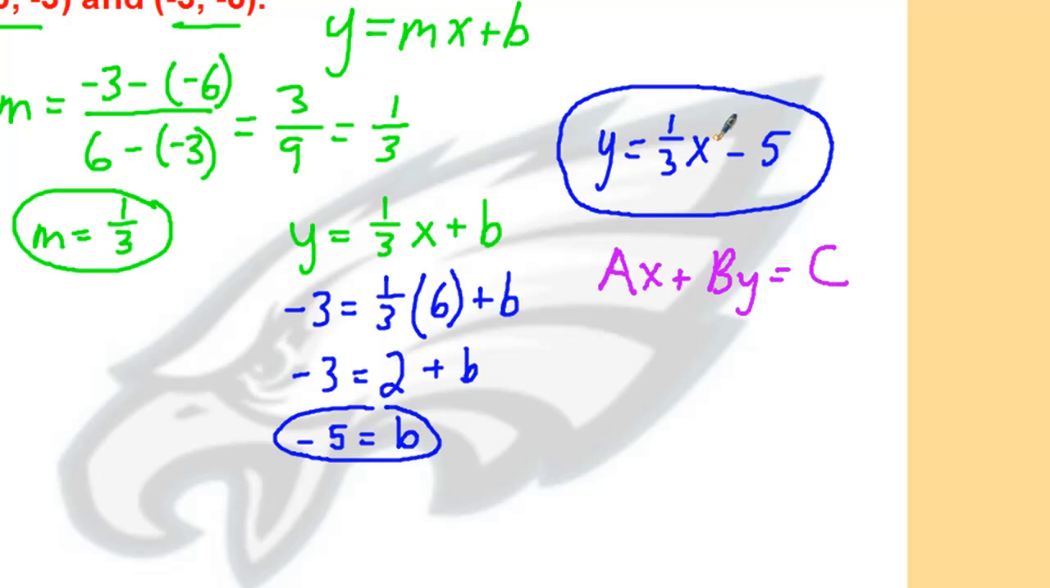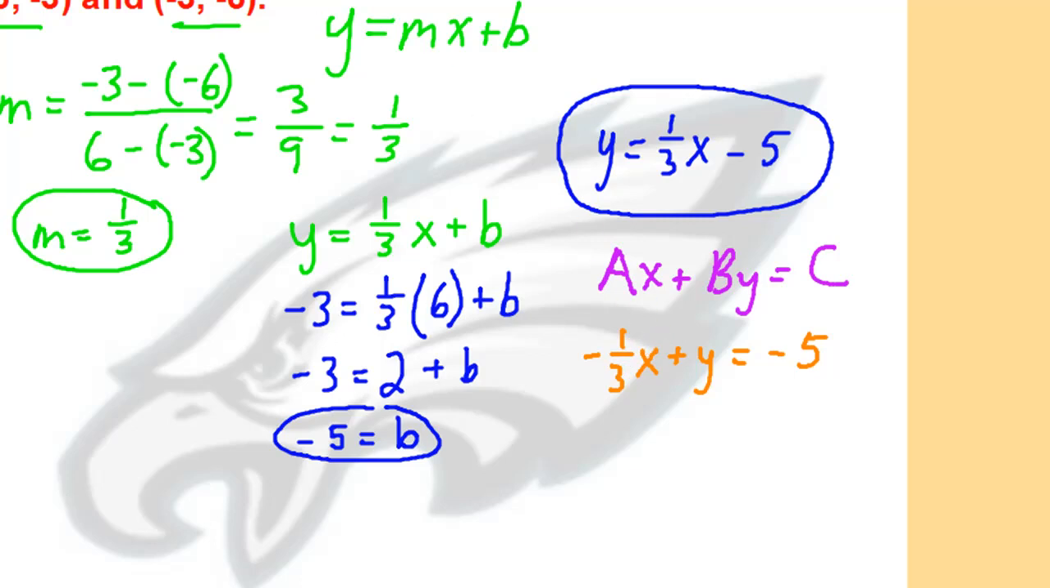So to transform my problem from slope-intercept form to standard form, I need to bring this 1/3 x to the other side, so I need to subtract 1/3 x. So I'm going to be left with -1/3 x plus y equals -5. Okay. Now, we're not in standard form because of this -1/3. -1/3 is not an integer.